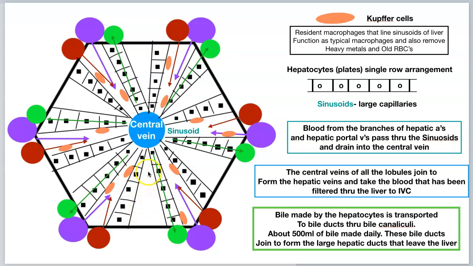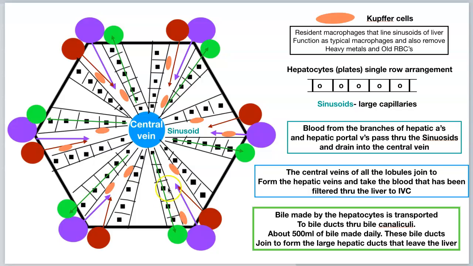So we have these sinusoids where the blood is going, and there's only one layer, maximum two, of hepatocytes. So these hepatocytes are having direct, one-on-one contact with all the blood that is going through them. So these hepatocytes are monitoring what is in that blood. What kind of chemicals are in the blood? Is there anything toxic that these hepatocytes need to detoxify?